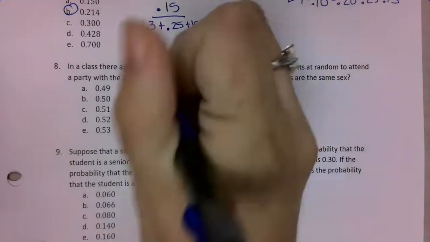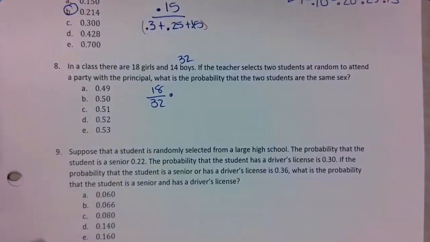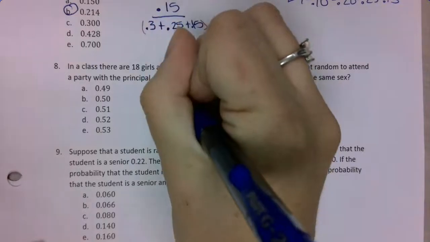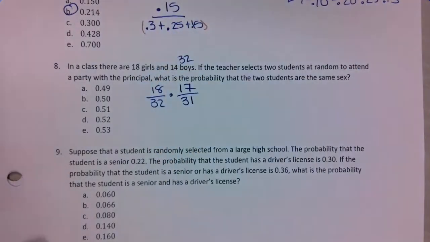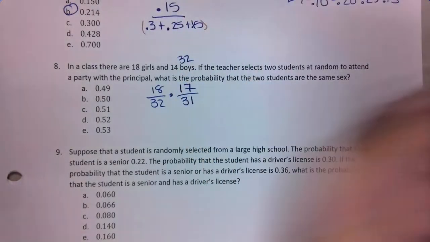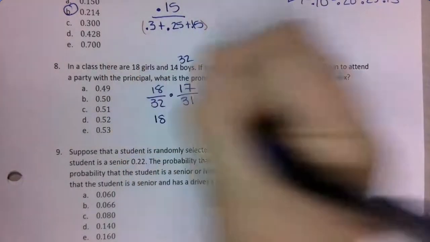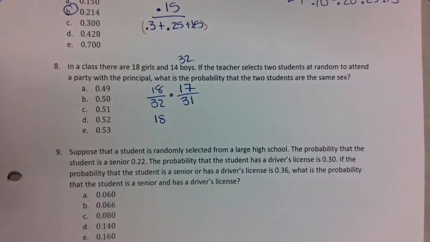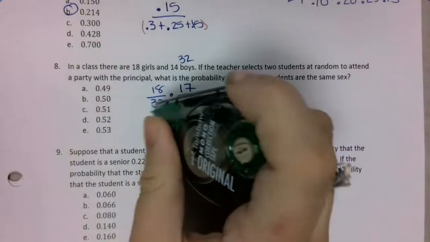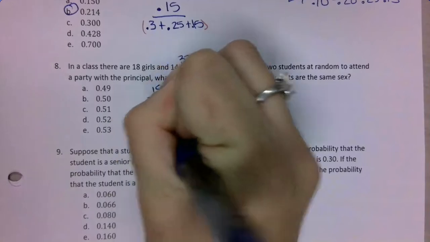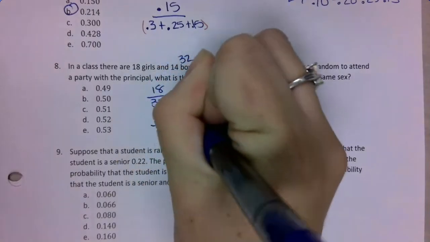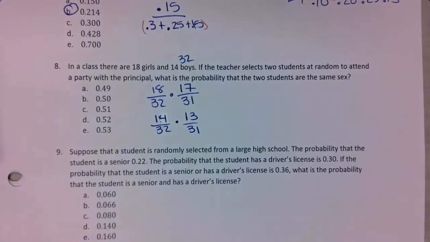For my first choice, I want to make sure I get a girl on the second choice if I got them on the first one. So I have 17 over 31. Or I could get 2 boys in a row. So then I could also do, oops, there were not 18 boys. There are 14 boys out of 32 times 13 out of 31 for the second chance, because I have 1 less boy to choose from and 1 less total student.